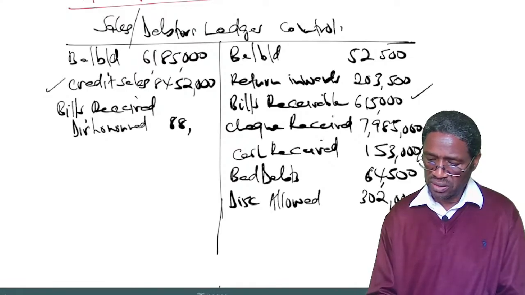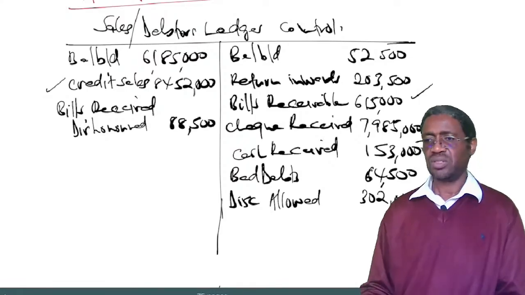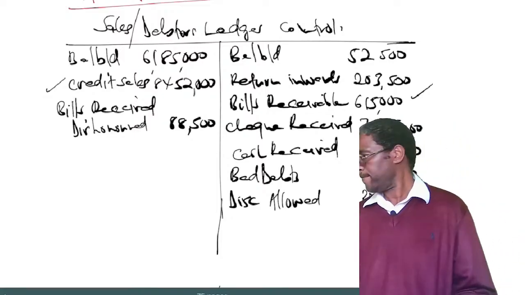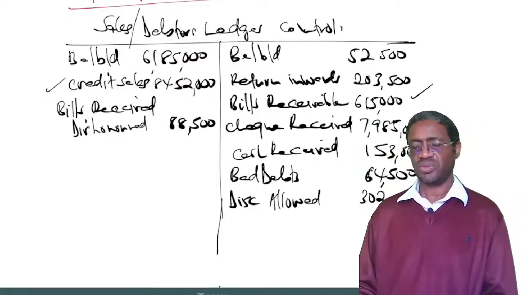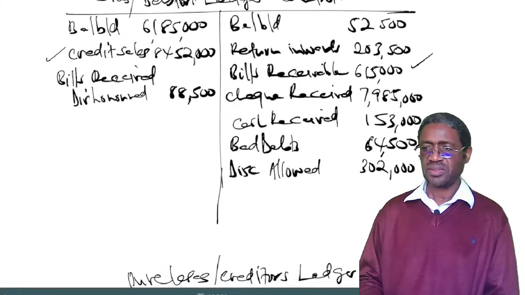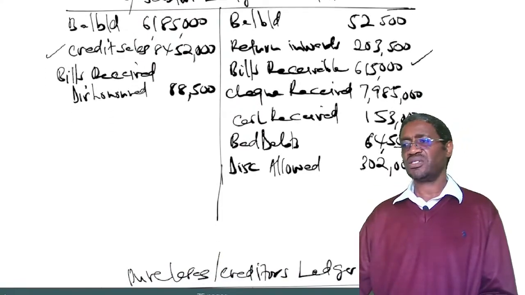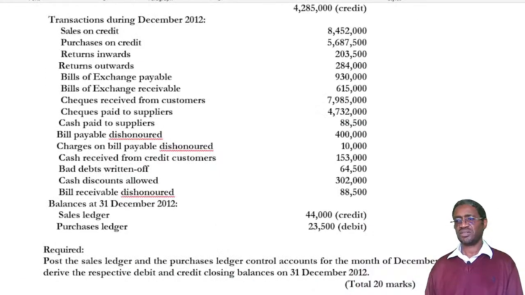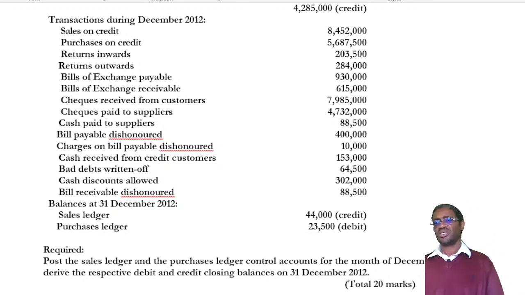88,500. Good. That's all. We go to the next one. After that, what comes next? Good. Now we go to the closing balances.